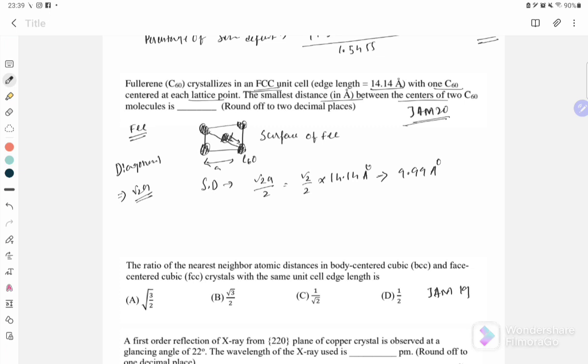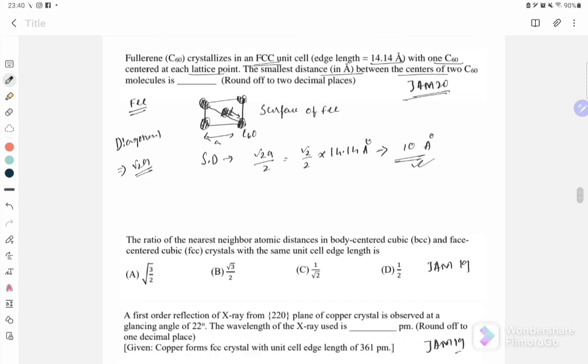We can calculate this one by 4.41 times 1.414, okay, 4.414 times 1.414, approximately 9.9, we can say this one is 10 angstrom.